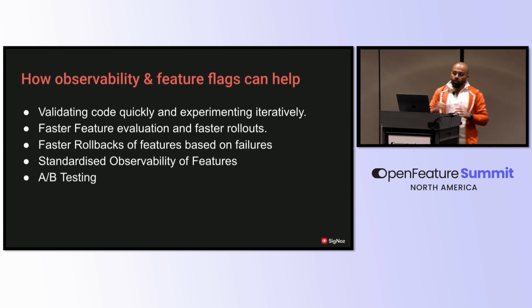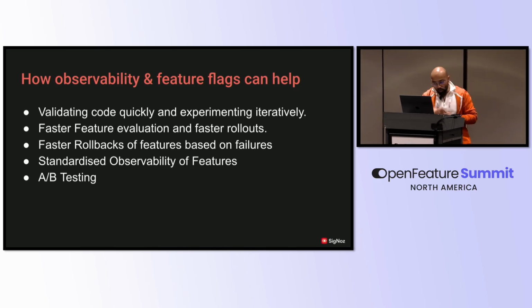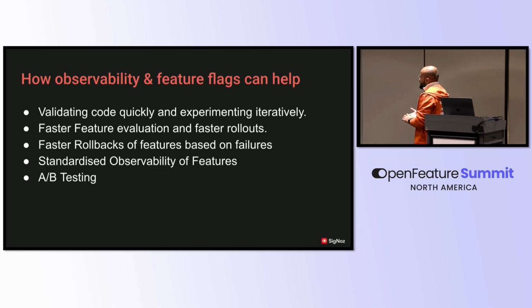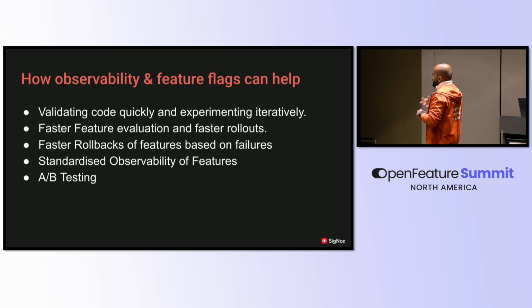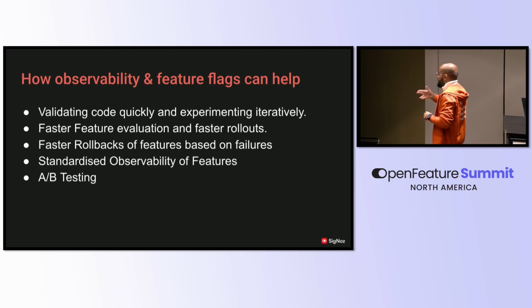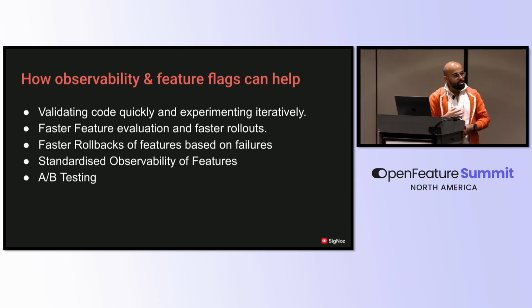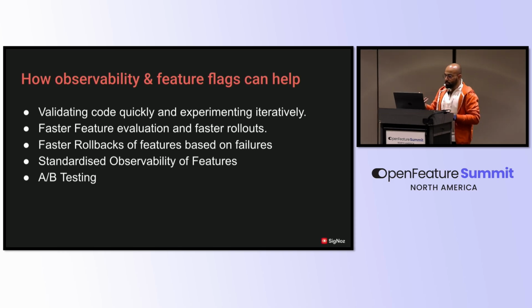So how can observability and feature flags help? Observability validates our code very quickly, and we can experiment iteratively. If we want to experiment in a high-level environment, I probably want my users to not see the feature, or to see it only after I have done my testing. I do not have to make a new rollout, and I can run that experiment in a very structured manner without any hassles of deployments, which in turn makes our rollouts faster.